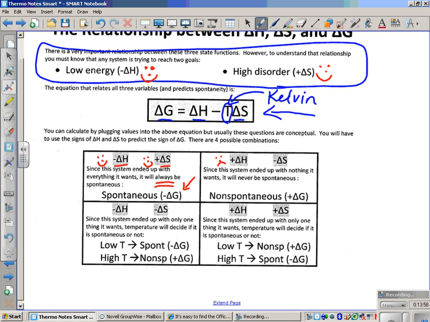For the second set, positive delta H is bad. Negative delta S is bad. If this reaction is not getting anything it wants, it will never be spontaneous, regardless of temperature, regardless of this factor that's also in the equation.